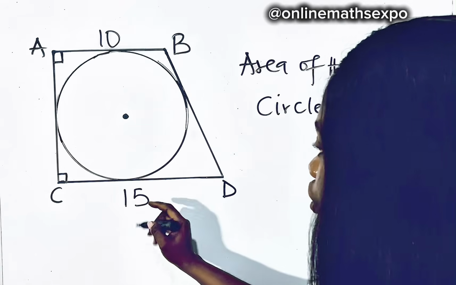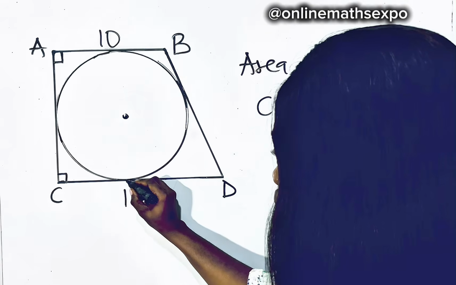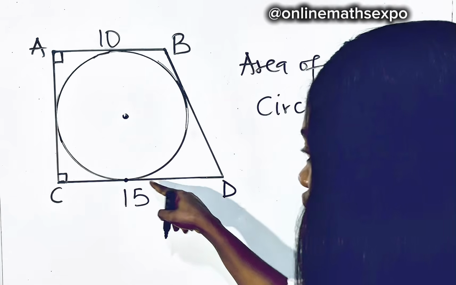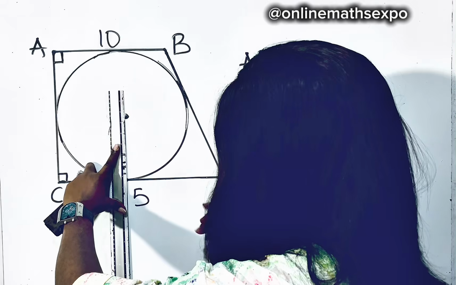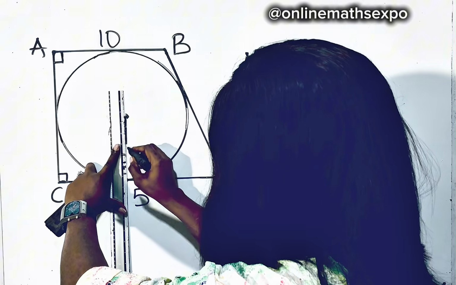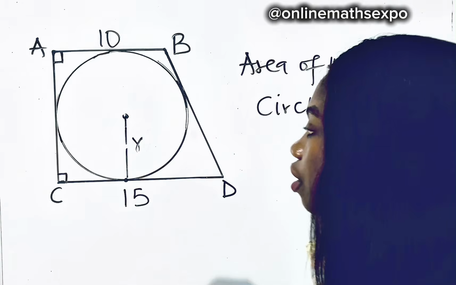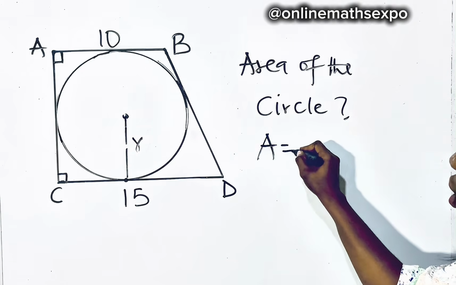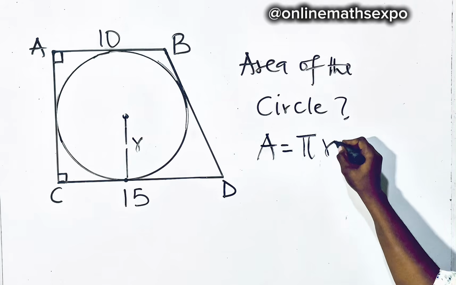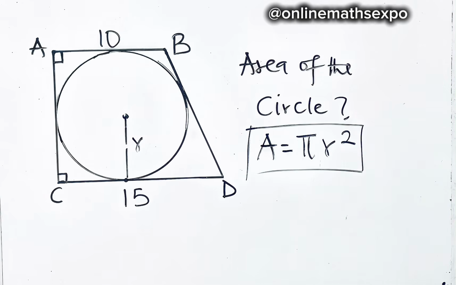In that case, we are going to target this point. So we are going to drop a line from here to touch this point where this line touches the circumference. Let's join it together. So just do it gradually. This is your radius, so we label it R. And if we have identified that, it means that the area is going to be pi r squared. That's all we should do to get the area of the circle.